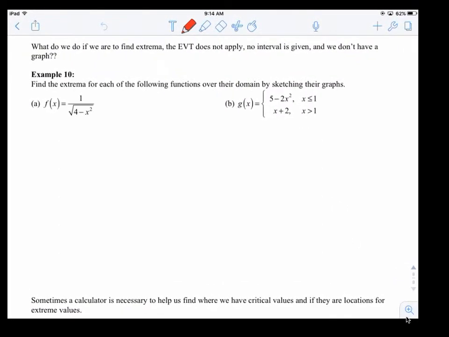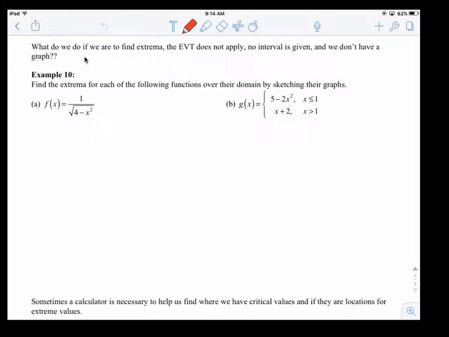Okay, so number 10 is saying, what if we are asked to find extrema, the EVT does not apply, no interval is given, and we don't have a graph? Yes, you assume the fetal position and you just cry yourself to sleep.